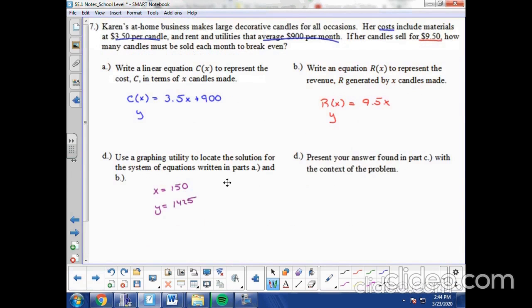In this problem, the only thing we were looking for is how many candles we need to sell. I'm not worried about what the cost or the revenue is. We do get that number through the Y, but really all we need to know is that 150 candles need to be sold. And there we have our answer for part D. So breaking these down into writing equations and then solving them graphically helps us to put context to our answers to answer the problem.